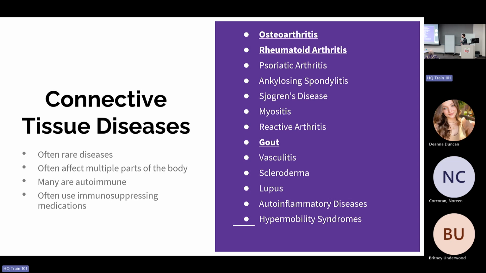So connective tissue diseases are often very rare, which brought me into the field. I like rare diseases. We're kind of Dr. House doctors who figure out the medical mysteries, or try to. But connective tissue diseases affect multiple parts of the body, not just the joints. Many are autoimmune, so we often use immunosuppressing medications to treat them. But you can see on the right side of the slide just a small sample of the diseases that we treat, highlighting the three that we'll focus on today, but we treat many different types of connective tissue diseases.